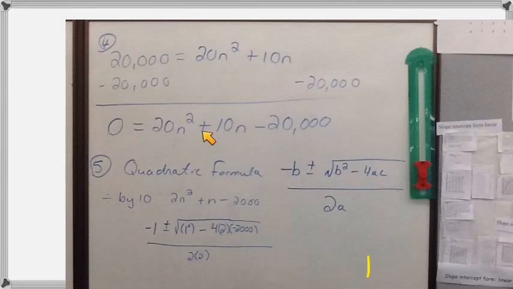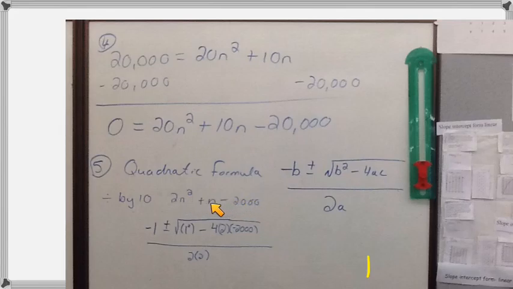before I did any of this, I went ahead and divided everything by 10, because you can see that all of these are factors of 10. And so that gave me 2n squared plus n minus 2000. And then I used these terms in the quadratic formula. And so I just want to go back over that. I made this here by subtracting 20,000 on each side. Then I factored out a 10 from each of these terms, and that gave me 2n squared plus n minus 2,000. It just makes it easier to work with.